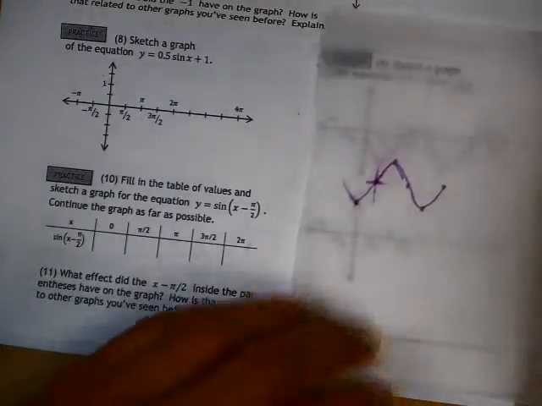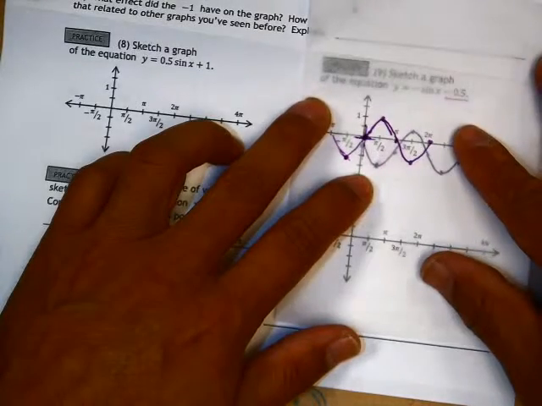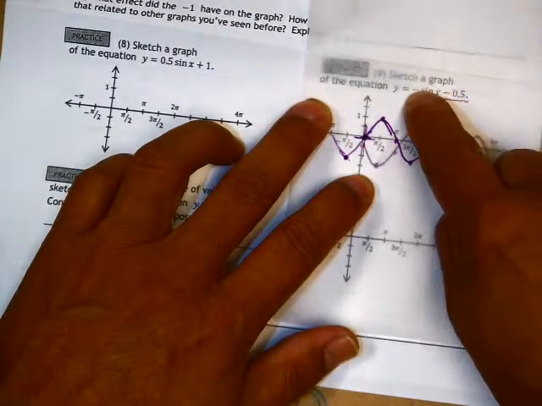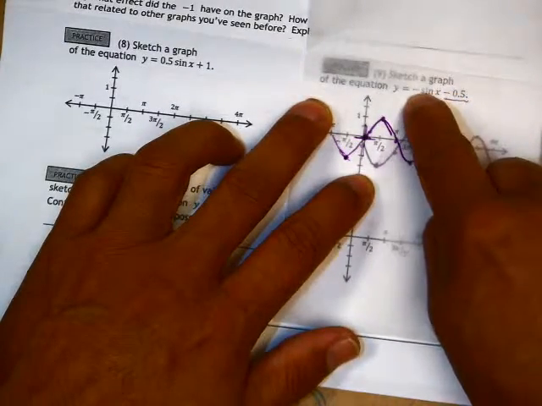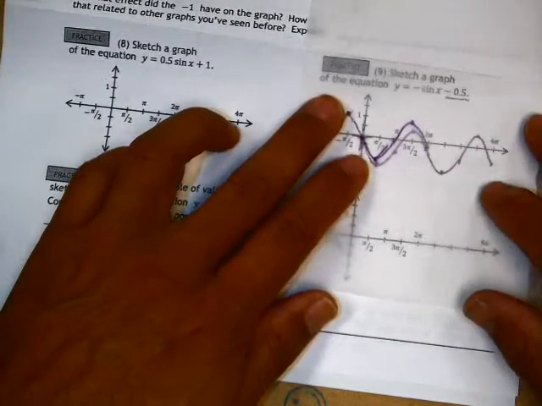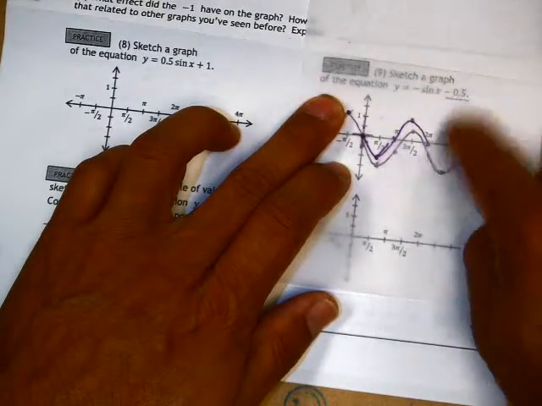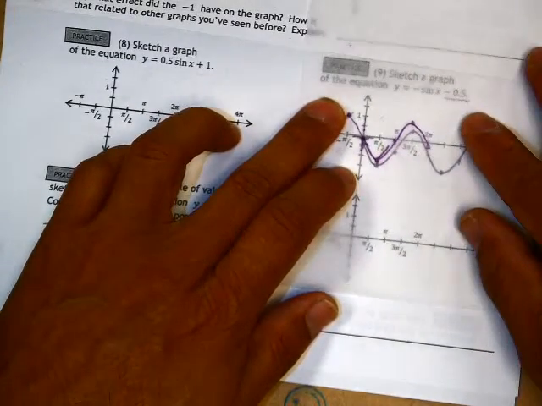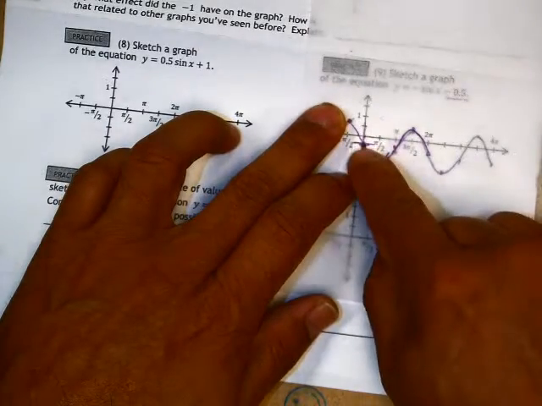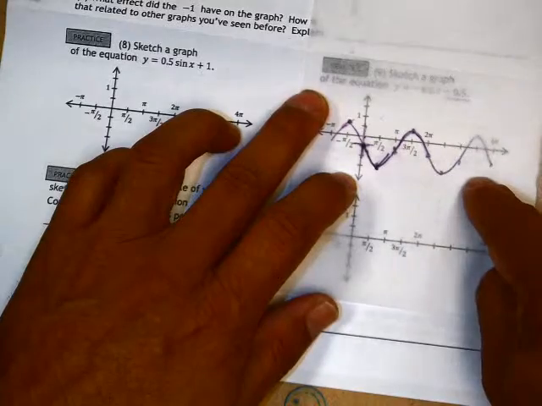Using a visual for problem number 9, the original sine wave function would look like this. The negative sign would flip this graph over, so it gets flipped over like this. So that's for the negative, and now it looks like this. And the minus 1/2 pushes it down half a unit. So it pushes it down, and then it continues it.